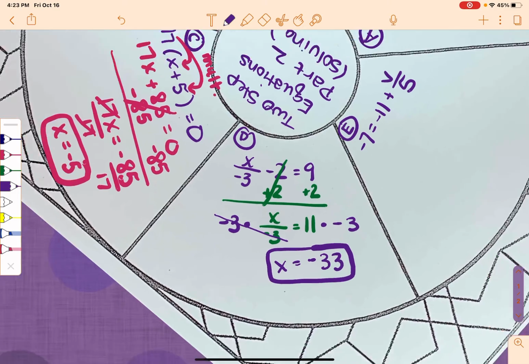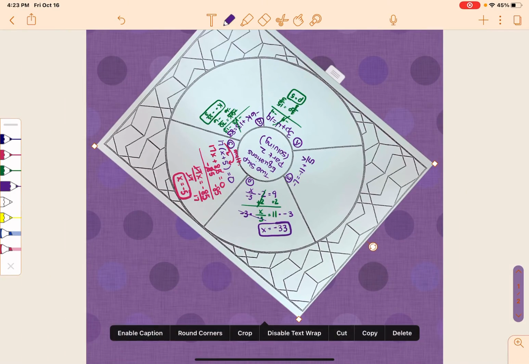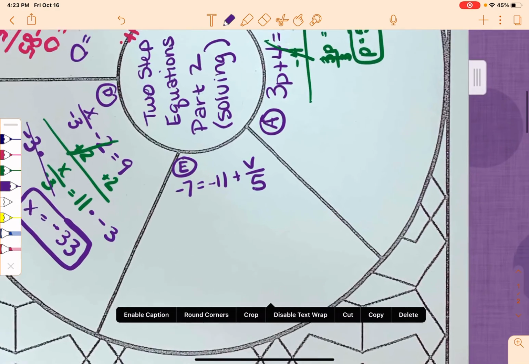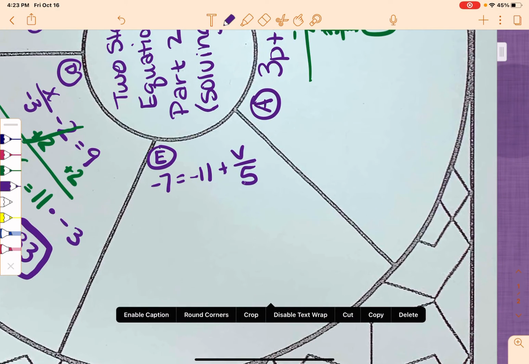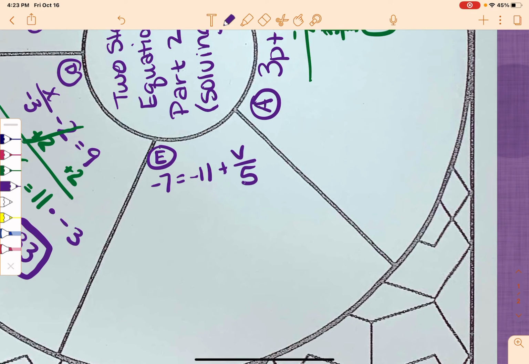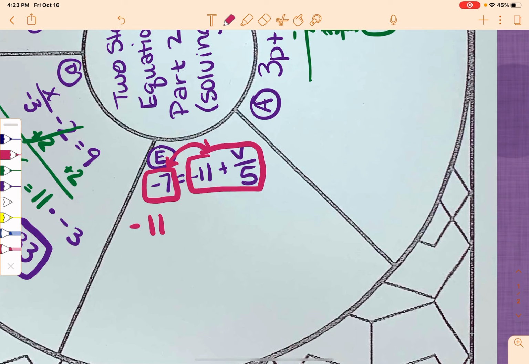Okay, one more left. So this one is negative 7 equals negative 11 plus v over 5. So a lot of people don't like this problem because where the variable is, they prefer it to be on this side. So if that would help you, you can actually take these two pieces right here and switch them. So negative 11 plus v over 5 equals negative 7.